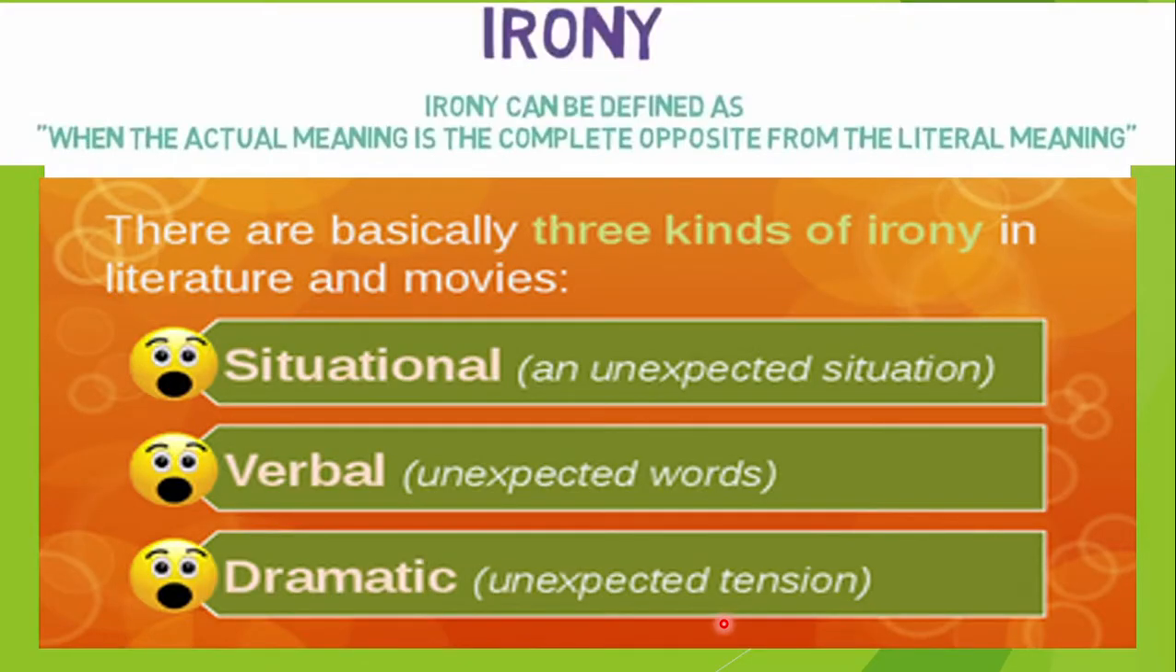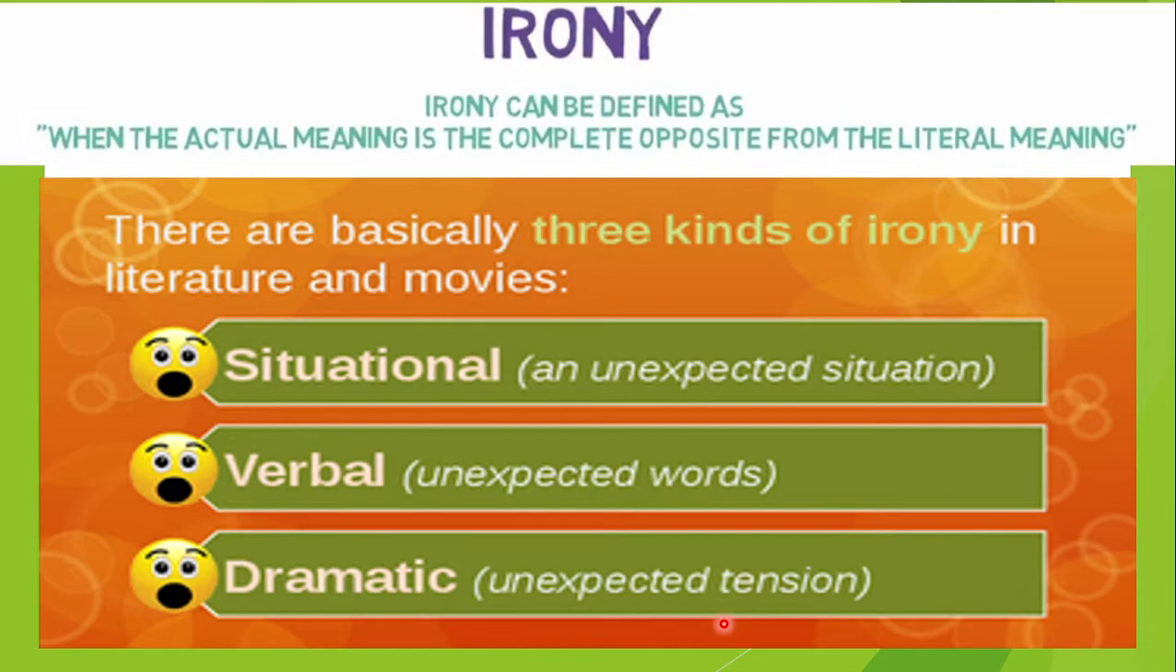Okay. So in the book, we also learned about foreshadowing last week in the conference, and also about irony. But I'm going to just review a little bit about it. Irony can be defined as when the actual meaning is complete opposite from the literal meaning. Okay, so there are basically 3 kinds of irony, and the book only mentions 2: situational and verbal, but there's also a dramatic irony.